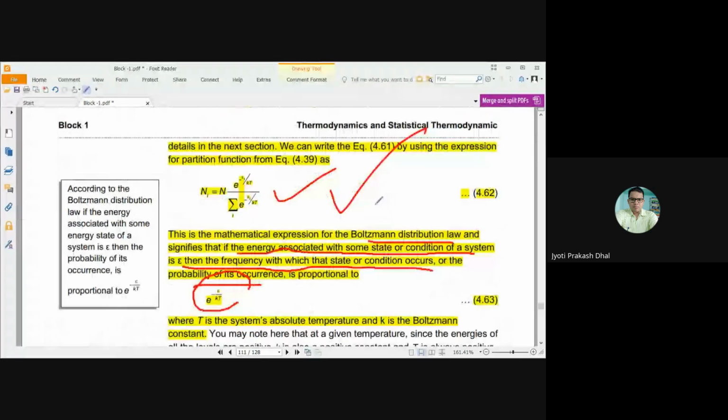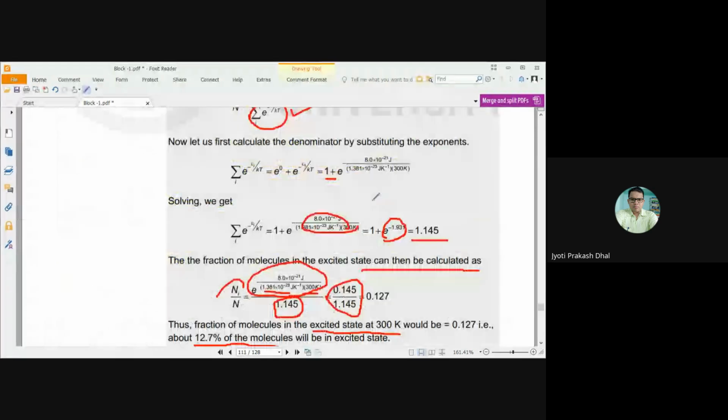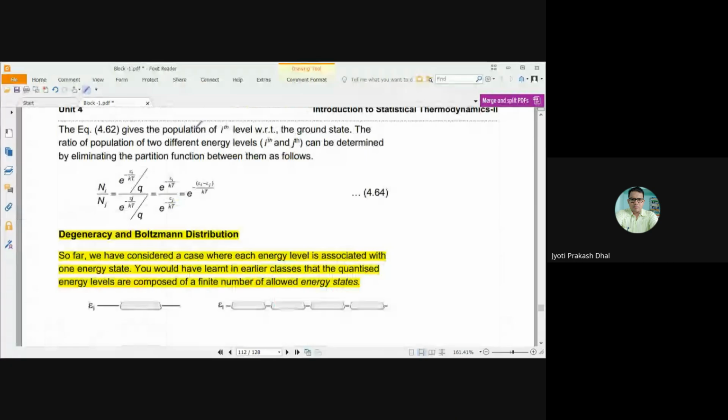This equation 62 gives the population of the ith level with respect to the ground state. The ith level may be the first excited state, maybe the second.